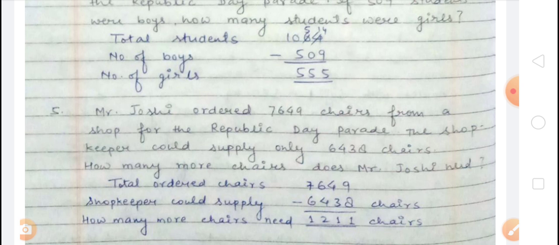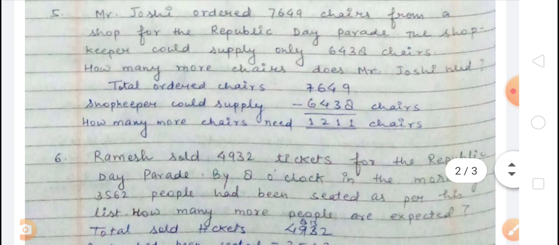Okay, so we have to find how many more chairs are needed. We subtract 6,438, that is what the shopkeeper could supply, from 7,649, the total ordered chairs. 9 minus 8 is 1, 4 minus 3 is 1, 6 minus 4 is 2, 7 minus 6 is 1. So 1,211 chairs are needed. The answer is 1,211 chairs does Mr. Joshi need.